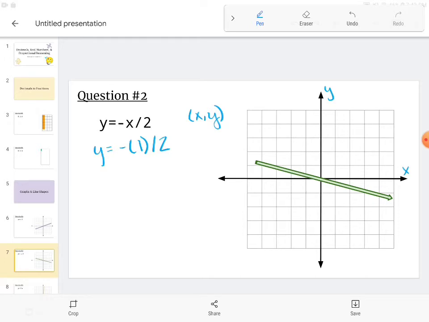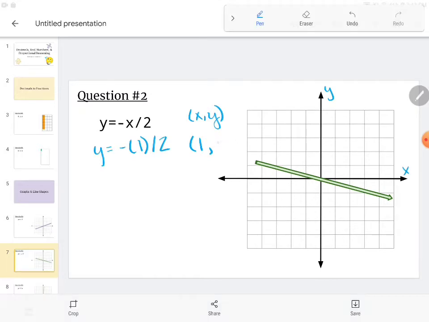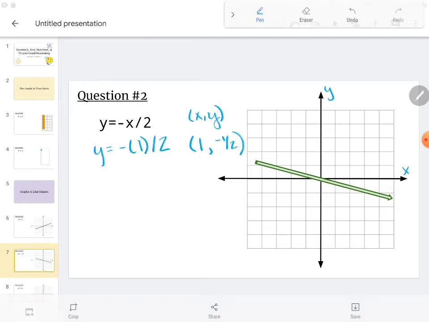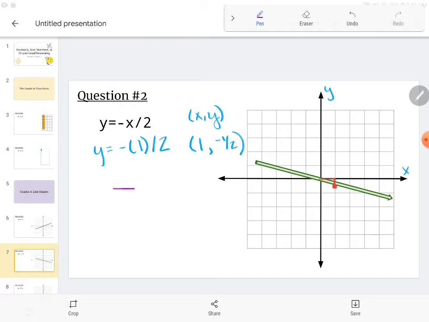Negative 1 divided by 2 is just going to be negative 1/2. Well, we already know that our x is 1, because that's what we put on our blank. And our y is going to be negative 1/2. So now, what we're going to do to graph that, we're going to go over 1 for our x and down halfway for our y, and that will be our point. Again, let's say we wanted to do a negative number instead of a positive. Let's say we wanted to do negative 1.